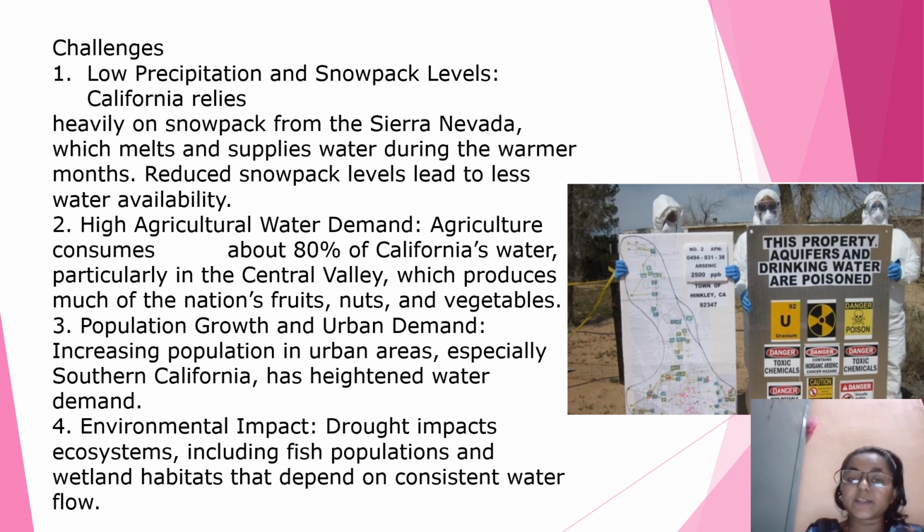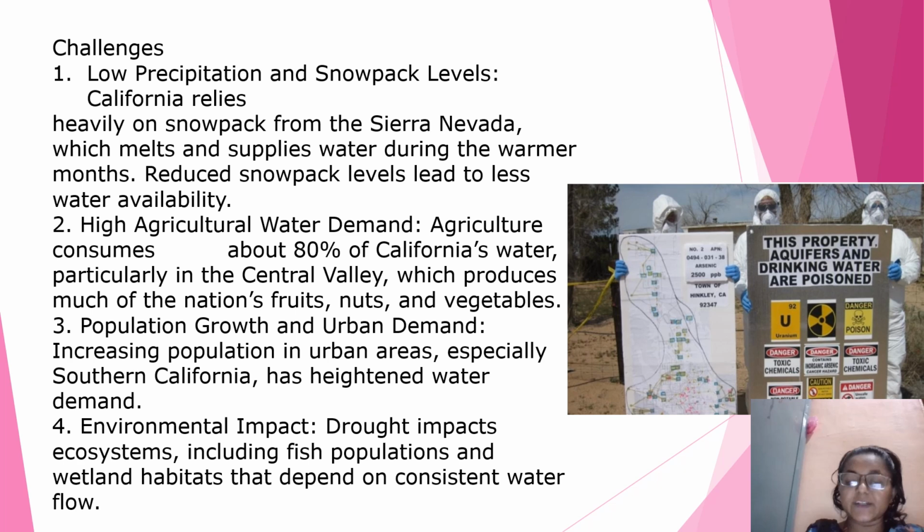Challenges: low precipitation and snowpack levels. California relies heavily on snowpack from the Sierra Nevada, which melts and supplies water during the warmer months. Reduced snowpack levels lead to less water availability. High agricultural water demand. Agriculture consumes about 80% of California's water, particularly in the Central Valley, which produces much of the nation's fruits, nuts, and vegetables.